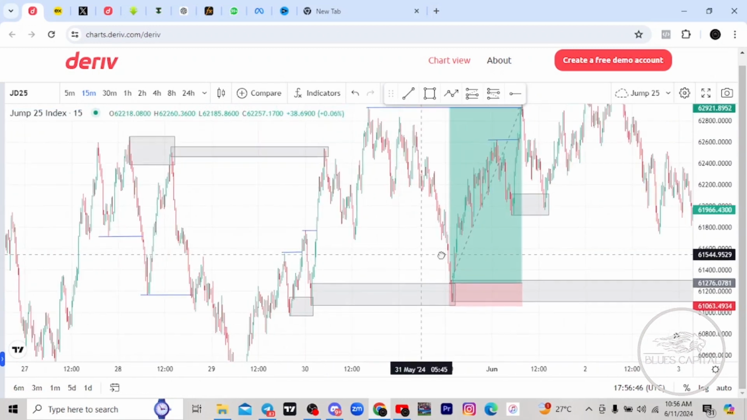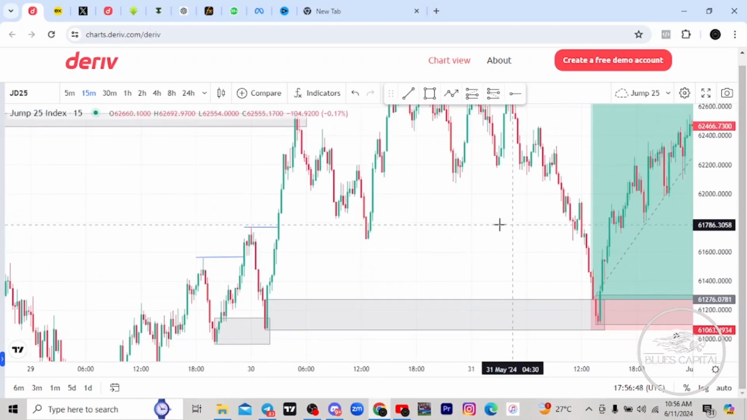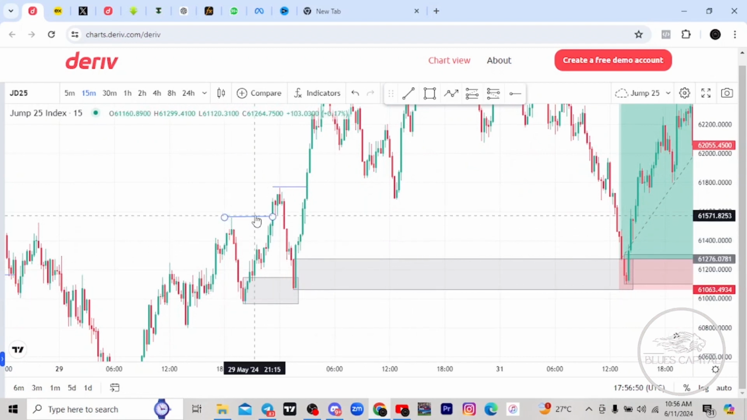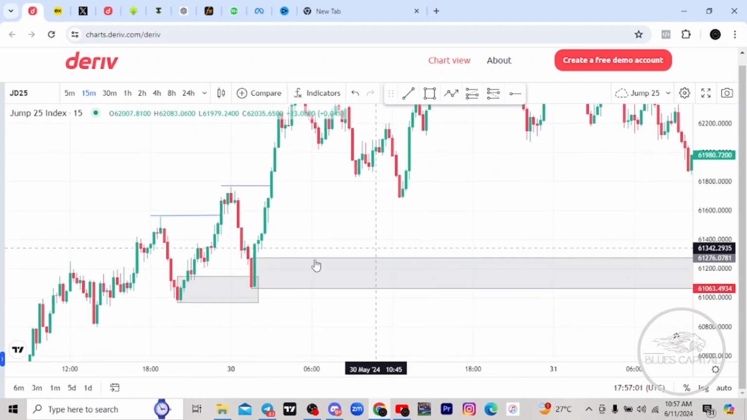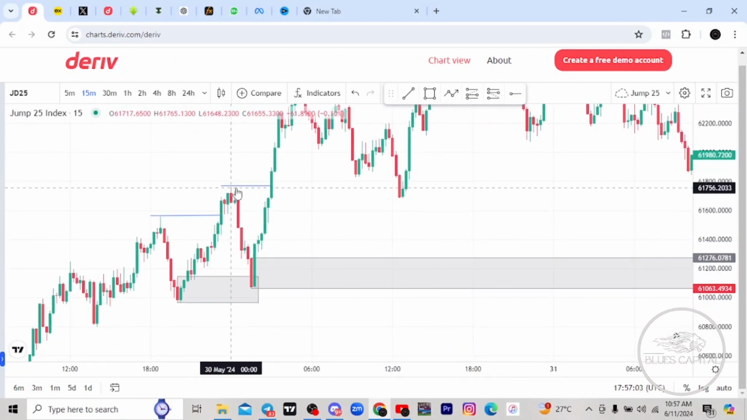Moving down to the 15 minutes time frame, you can see what the market did. After this first break of structure, the market retraced back to this demand zone and mitigated the demand zone. After the demand zone was mitigated, the market pushed to the upside again. That's continuation of the uptrend. Market took out these highs, which is another break of structure. That's BOS.